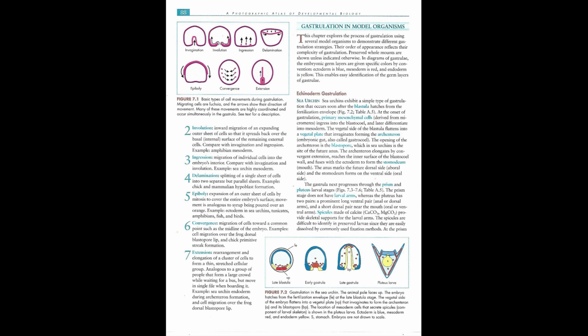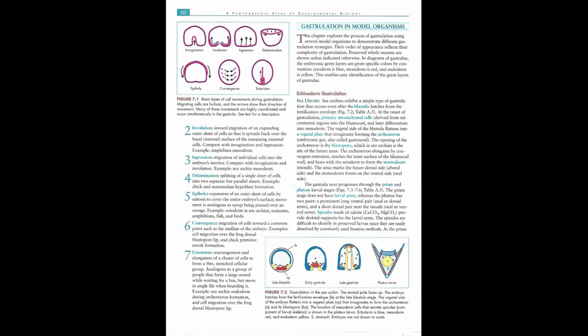Convergence: migration of cells toward a common point such as the midline of the embryo. Examples, cell migration over the frog dorsal blastopore lip, and chick primitive streak formation. Extension: rearrangement and elongation of a cluster of cells to form a thin, stretched cellular group. Analogous to a group of people that form a large crowd while waiting for a bus, but move in single file when boarding it. Example, sea urchin endoderm during archenteron formation, and cell migration over the frog dorsal blastopore lip.